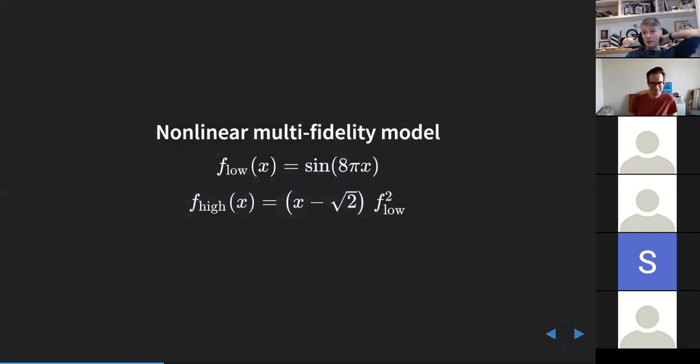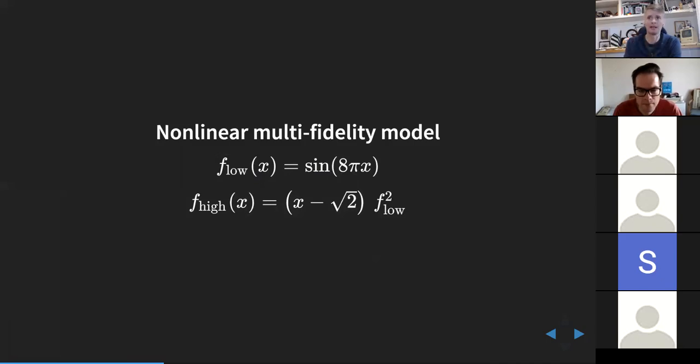Okay. So there's an example of doing this that you'll work through on the worksheet. But it's obviously not a panacea, because why should we necessarily assume that the low fidelity is linearly related to the high fidelity? And this is an example that Andreas Damianou came up with to demonstrate when this model fails.